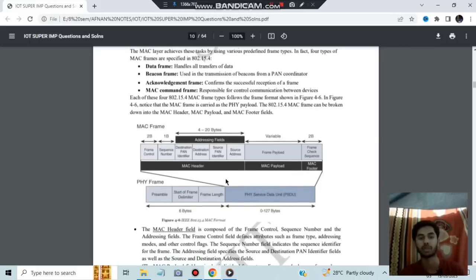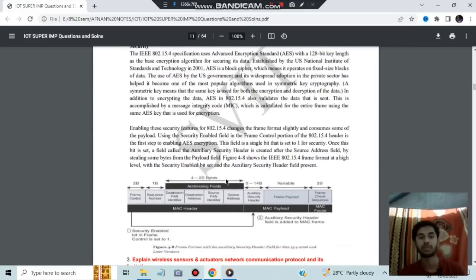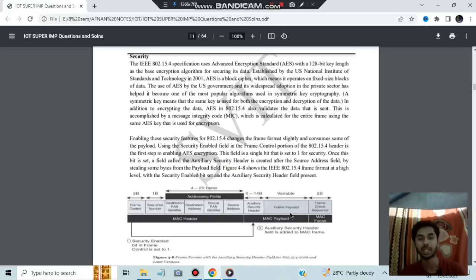And this is the diagram for it. Okay, and from the security perspective, this is the security which is enabled here: auxiliary security, and MIC is used, message integrity code here. Okay, and it uses the Advanced Encryption Standard. DES and AES are the 2 standards, right?